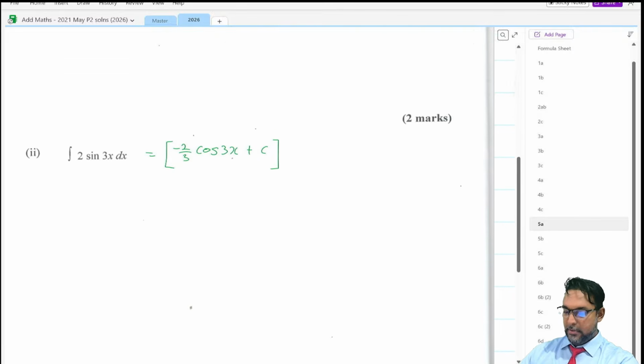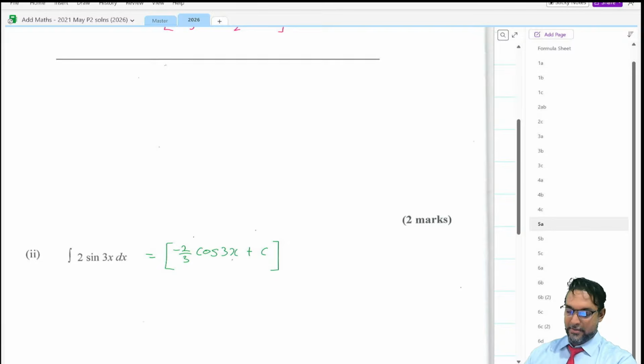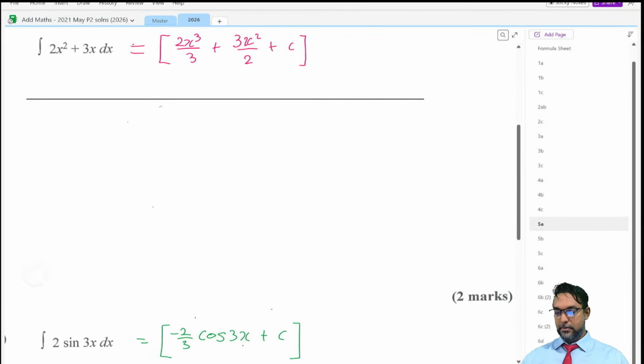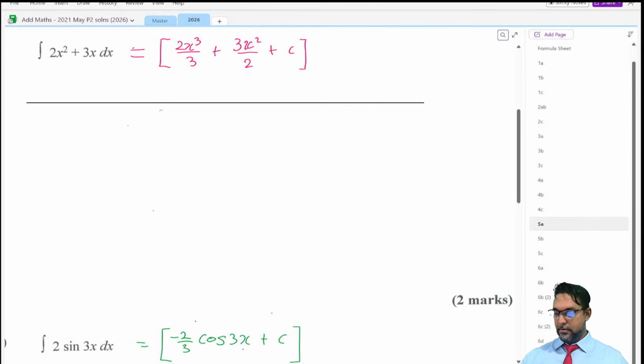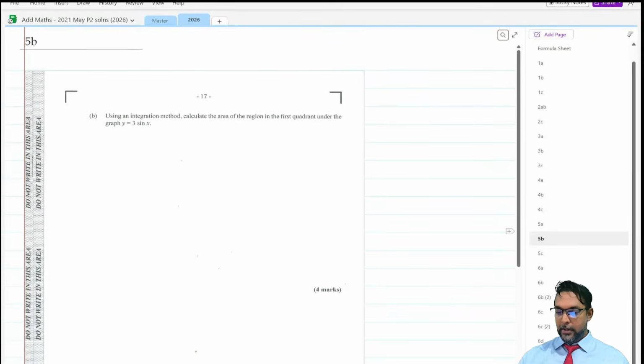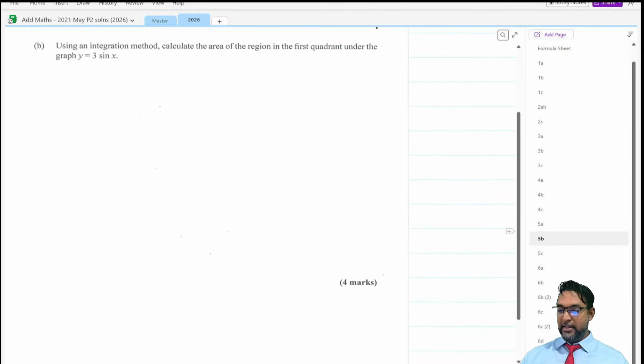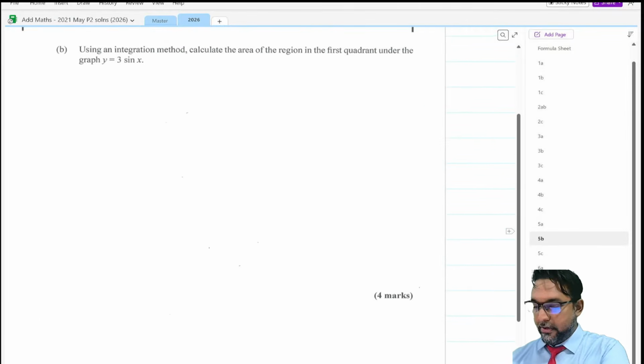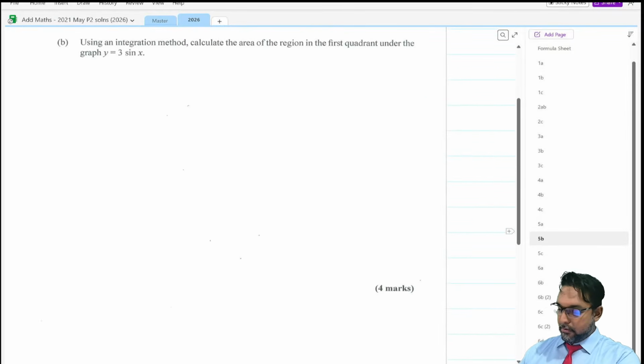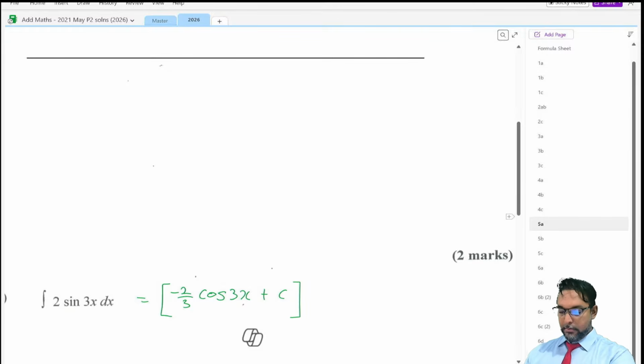Integration. That's 3 marks. What is the integration method? Just use integration. Did I get it right? Quadrant. This is not bad. Okay, yeah, I got it. Right. Using an integration method, calculate the area of the region under the first quadrant of the graph. Sine. Wait, should I go back to part B? Okay, no, I was just making sure.